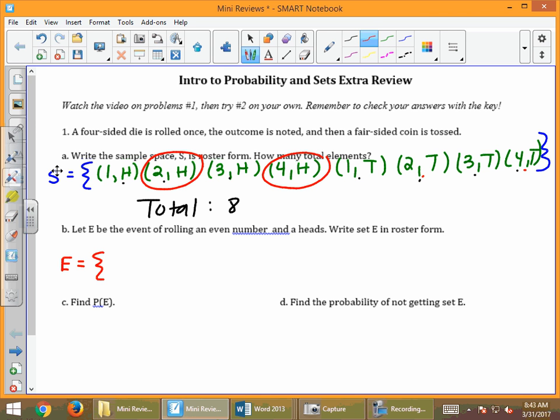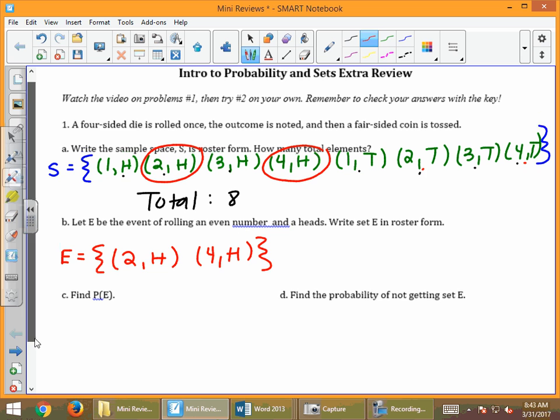So the ones we circled, we're going to go ahead and write in set E. And that's all you have to do. Just look at your sample space and write the ones that fit that description. And that would be set E.